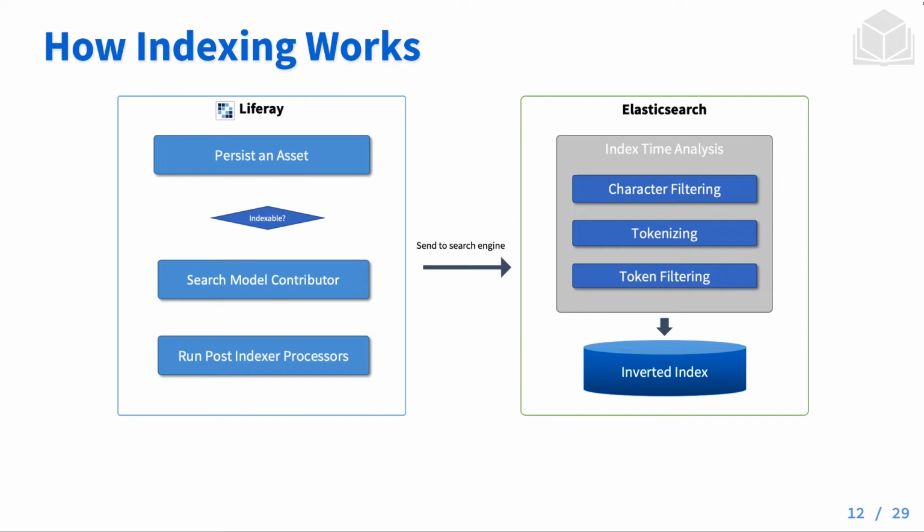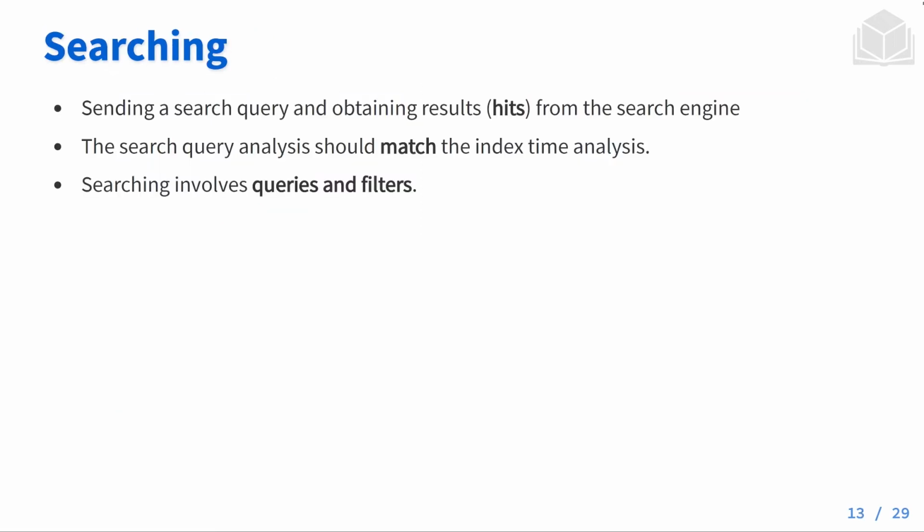Elasticsearch is going to run its index time analysis. It's going to be doing things like character filtering, tokenizing, and token filtering, and it's going to create an inverted index. For searching, we can send a search query and obtain results, also known as hits, from the search engine. The search query analysis should match the index time analysis, and searching involves queries and filters.